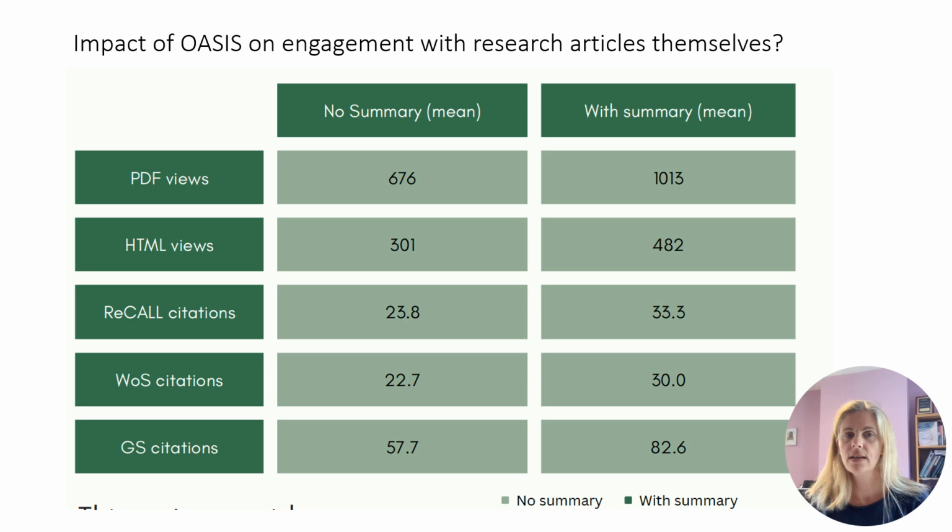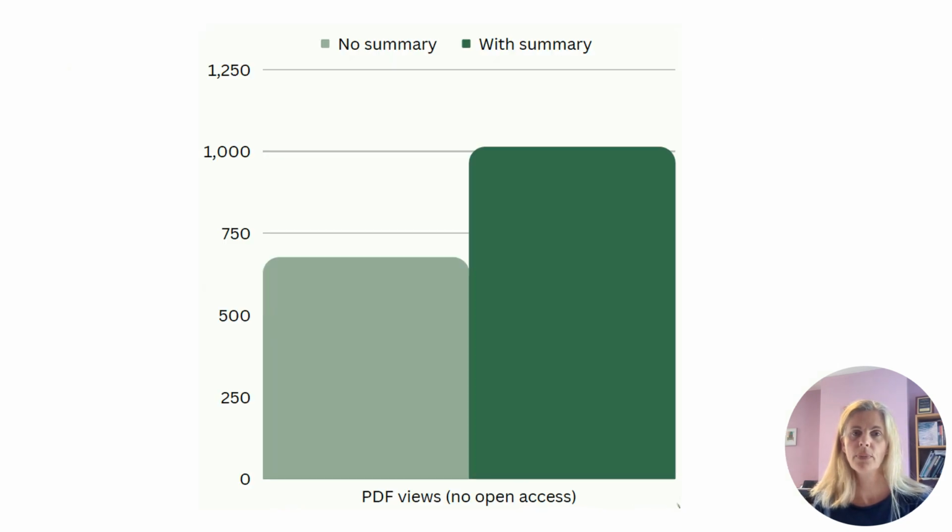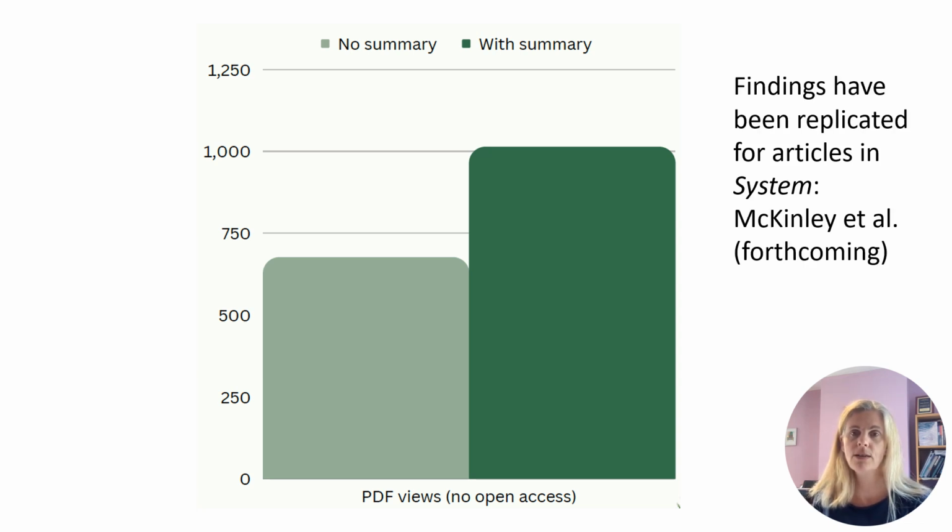You can see that views, reads, citations of journal articles that have a summary are, without exception, higher than those for articles without a summary. So for example, PDF views of articles with a summary were statistically significantly higher than PDF views of articles without a summary. So we hope that this demonstrates the usefulness of OASIS for increasing the visibility and engagement with journal articles themselves. And these findings have been replicated in a study on articles in the journal System by Jim McKinley and colleagues.